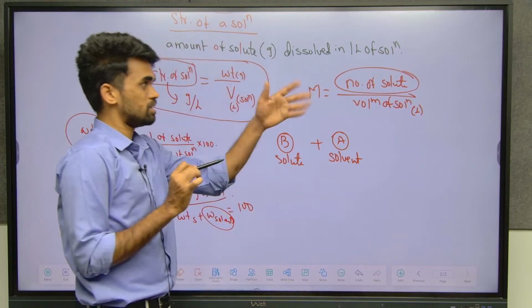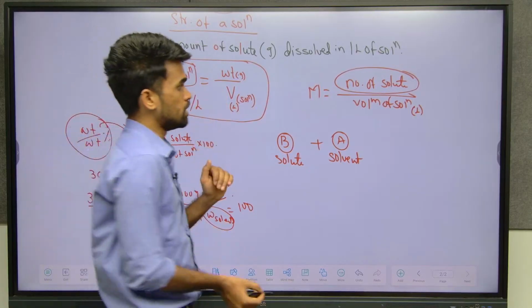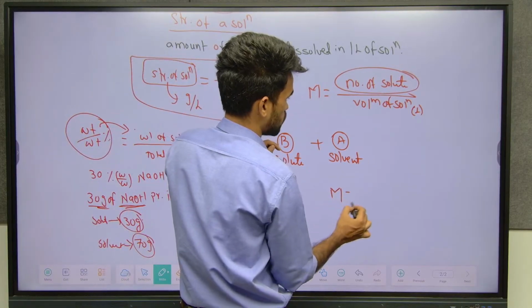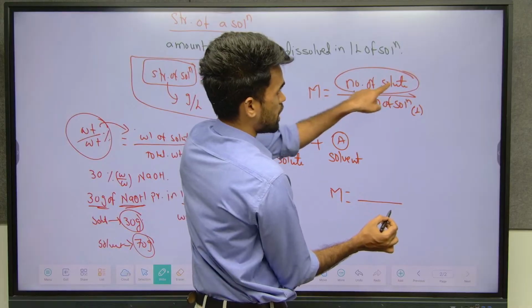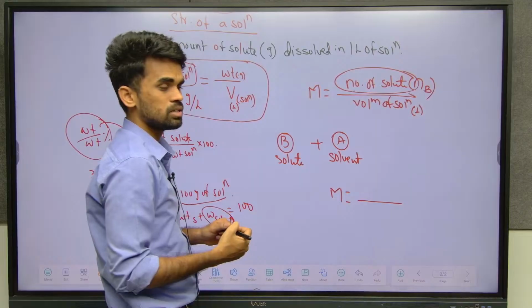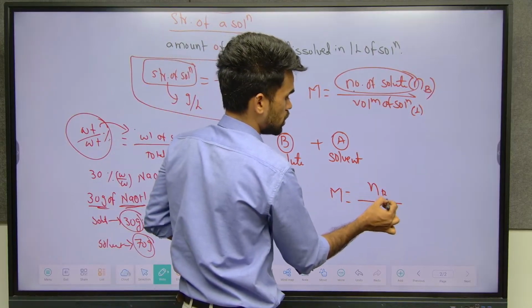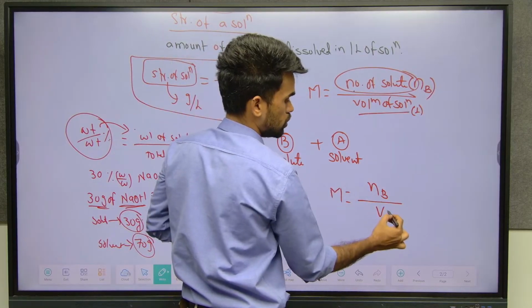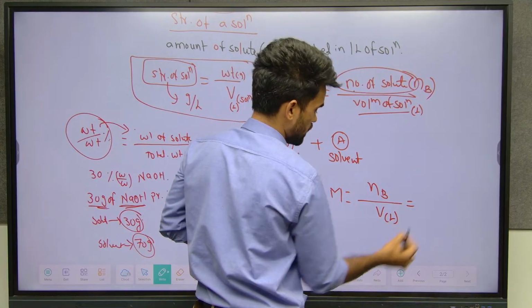Okay, for simple writing purposes only. Now what I can write: molarity equals number of moles of solute, which I am indicating with n_B, divided by total volume of solution in liters. Then how can I modify this?